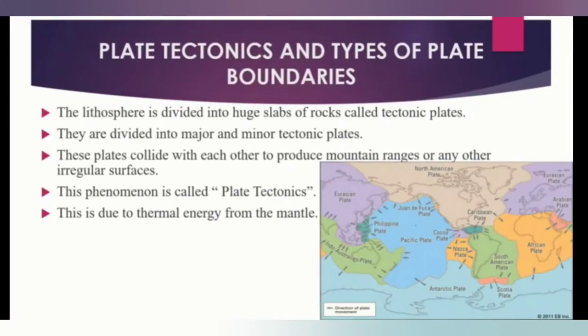Plate tectonics and types of plate boundaries. The lithosphere is divided into huge slabs of rocks called tectonic plates. The word tectonic may be new to us, which means it is relating to large scale movement of Earth's lithosphere. They are divided into major and minor tectonic plates. These plates collide with each other to produce mountain ranges or other irregular surfaces. Collide means clashing with each other. So these plates clash into each other and produce mountain ridges or some other surfaces, and this phenomenon is called plate tectonics. And actually this is due to thermal energy from the mantle. Already we learned about the mantle. It is happening from the mantle.